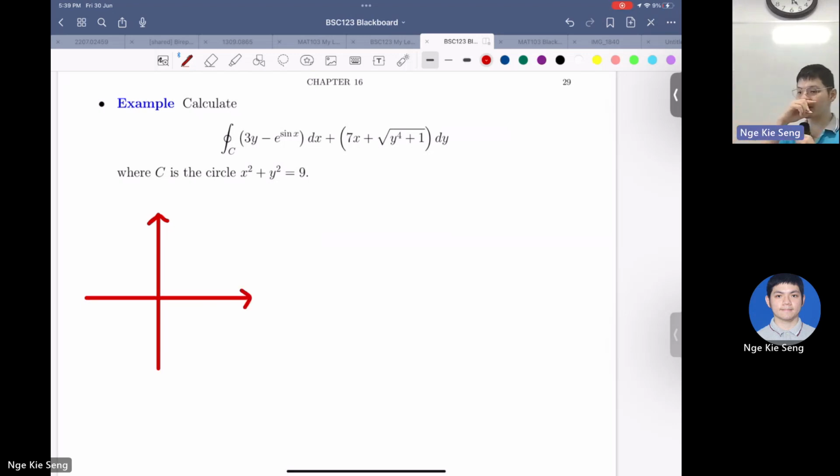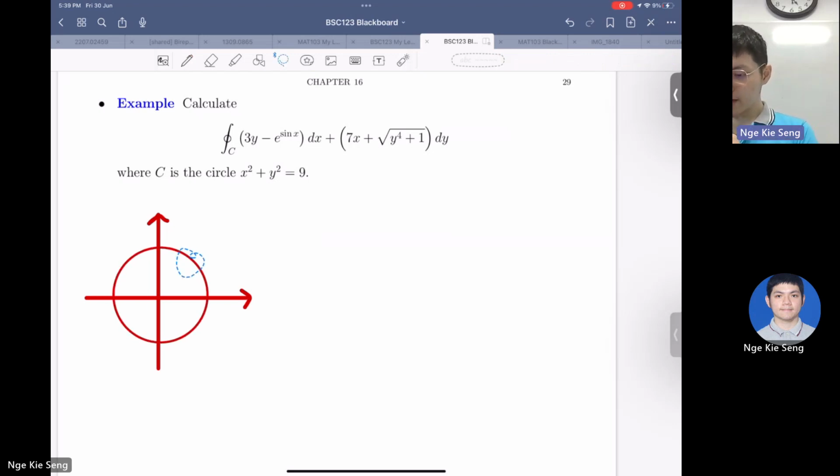So this is a line integral of a circle. Okay, a circle. Circle with radius 3, so center at 0, 0. Okay, good.